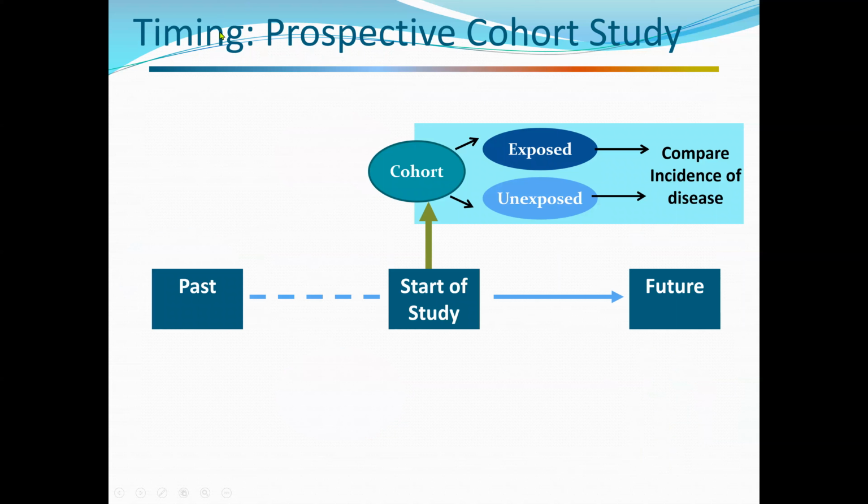Now, timing. As we said, prospective cohort studies will look at the future. So we have a cohort study. The study starts from here. We have the exposed and unexposed. We compare the incidence of disease for exposed and unexposed after some period of time. But with prospective, at the start of the study, we look at the future, what will be the outcome.